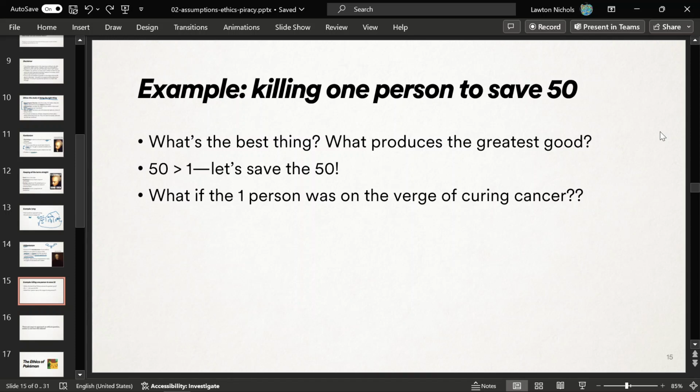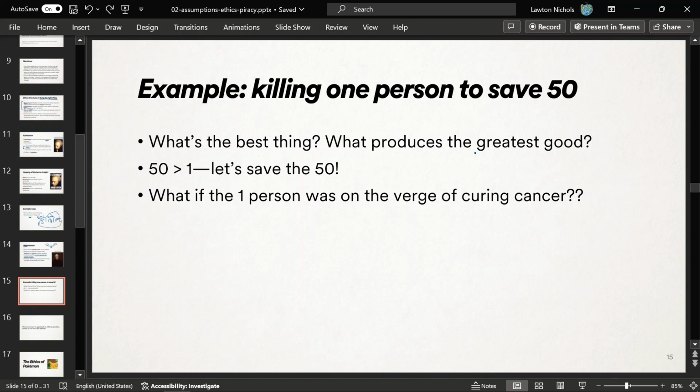So to a utilitarian, if they were posed with this problem, it would probably be an easy answer. Right? Because what's the best thing? What produces the greatest good for the greatest amount of people? They'd probably say, all right, every life is equivalent, so 50 is bigger than 1. I'm going to flip the switch. I'm going to kill that one person, which means I'm going to save 50. The utilitarian would be absolutely on board with killing one person to save 50, if that was their situation.